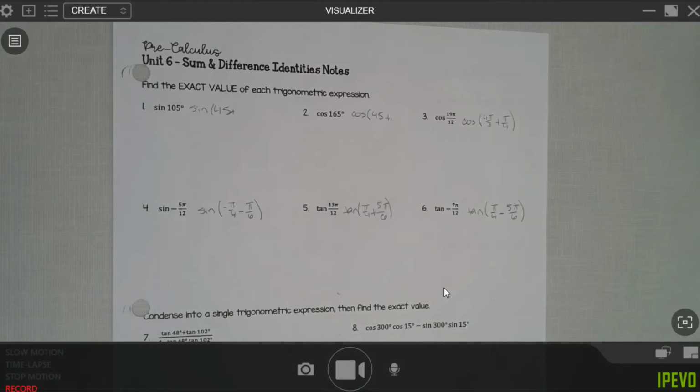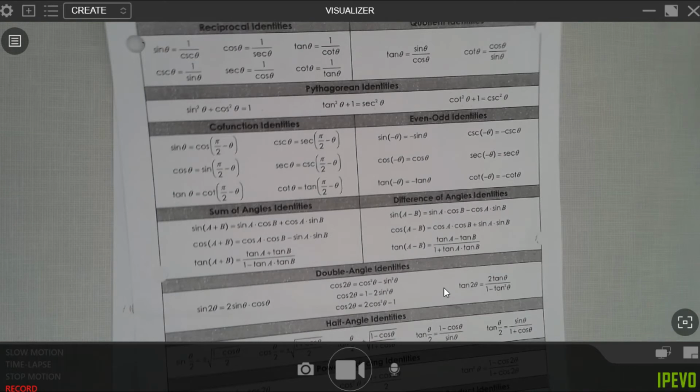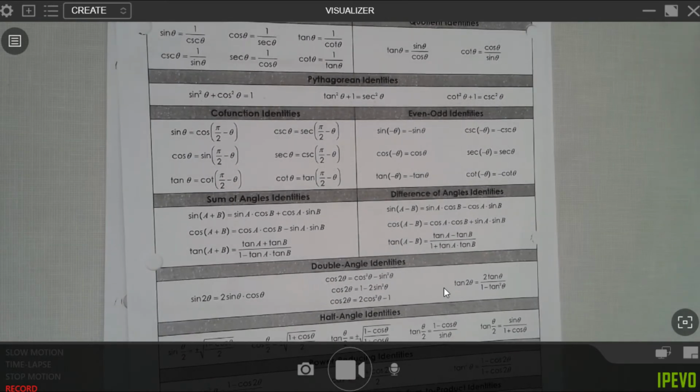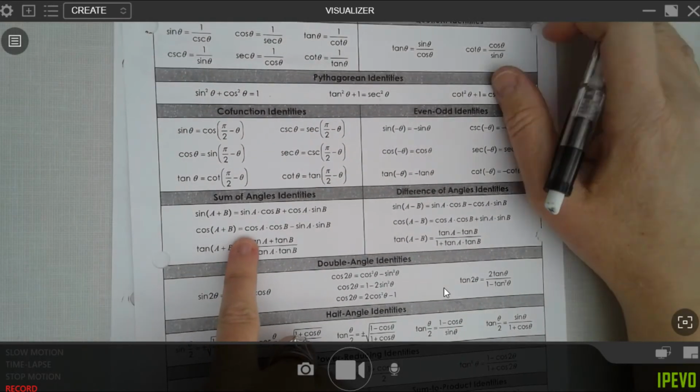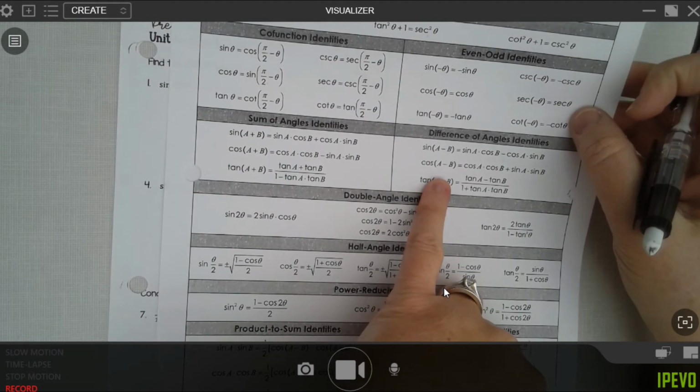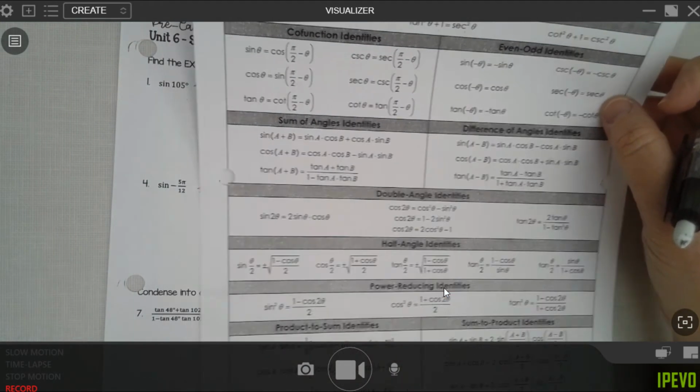Right, so today we're going to be doing the sum and difference identities. What you're going to need is to grab these notes right here, and we're going to be using the sum of angles and the difference of angles notes when we do these two things.